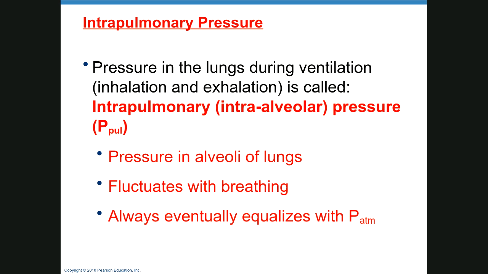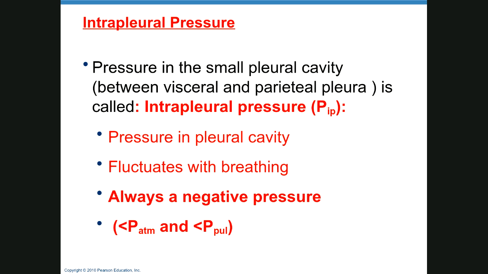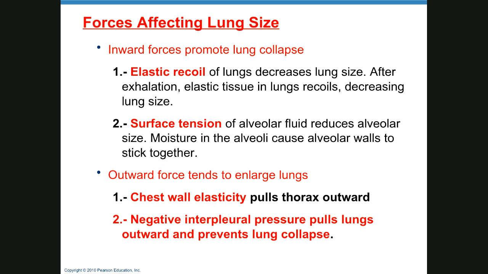So the intrapulmonary pressure is going to fluctuate as we breathe in and we breathe out. When we breathe in, the pressure is falling. When we breathe out, the pressure is going to increase. I'll come back to intrapleural pressure here in just a second.